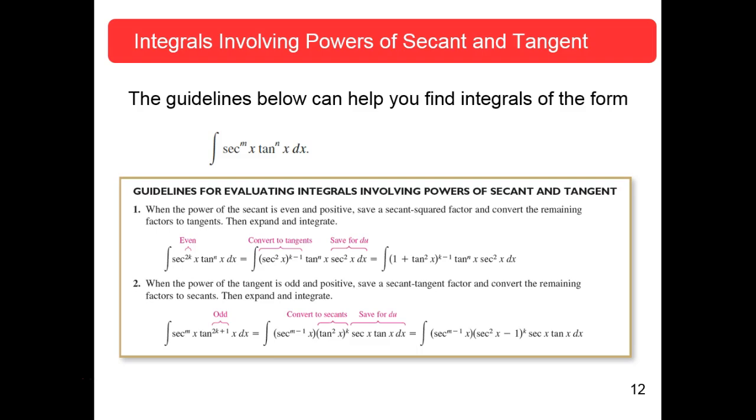Now, notice what they did not include. This is for any even secant, no matter what the power of tangent is. If secant is odd, then tangent has to be odd. But they didn't say what happens if secant is odd and tangent is even. That's a problem. They haven't gone into that one here. So we probably won't be doing that one.